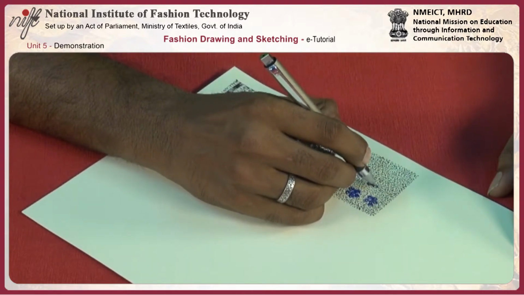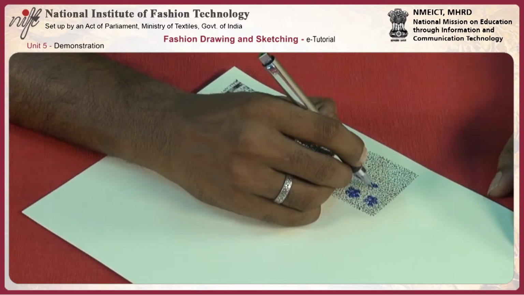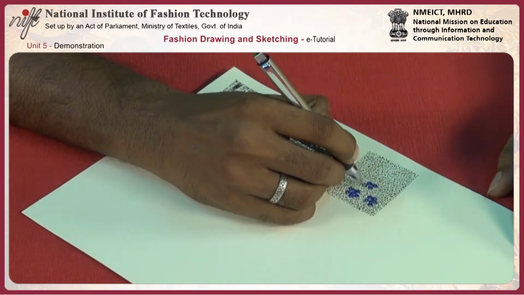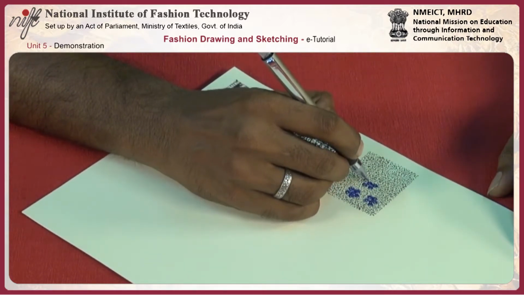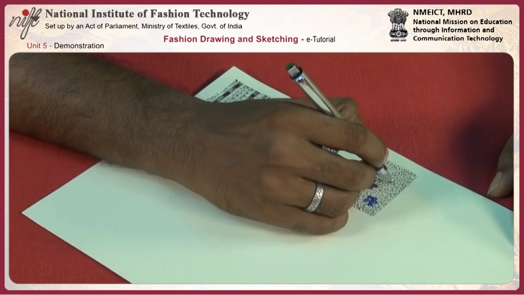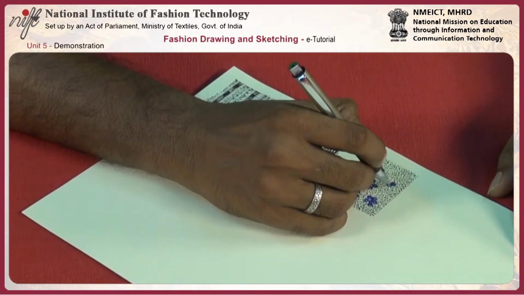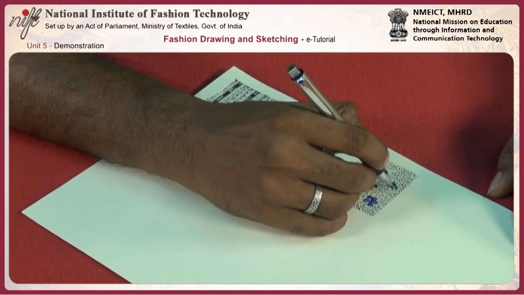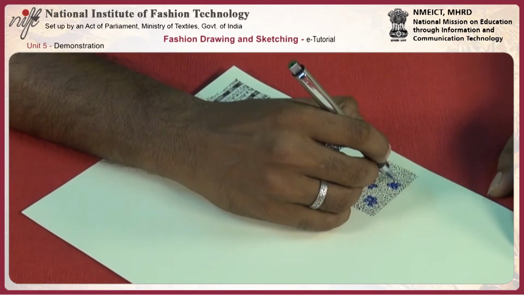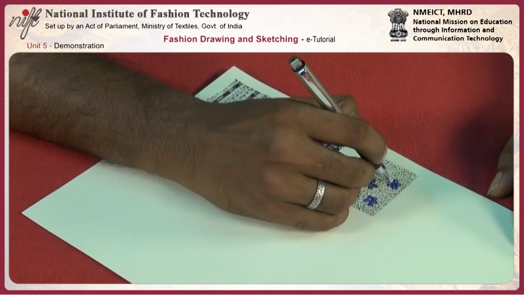After using black ink to create the texture that I required, now I have started using a normal ballpoint pen with blue ink to draw some small flowers on the texture that I have already created.